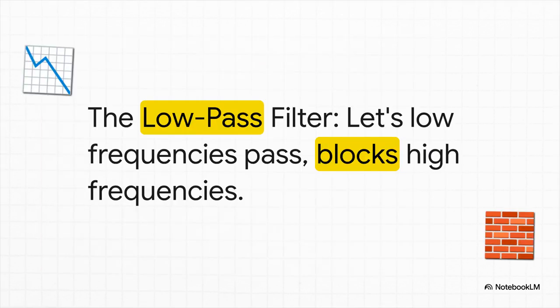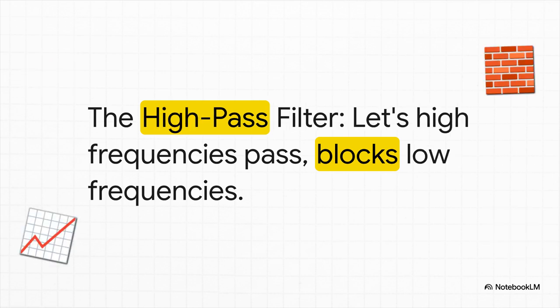Now, to really get what our main filter does, let's quickly meet its family. First up, you've got the low-pass filter. And just like the name says, it lets low-frequency signals pass right on through while blocking the high-frequency ones. Simple enough? And next we have its complete opposite, the high-pass filter. You guessed it, it does the exact reverse. It lets the high frequencies through and stops all the low ones.